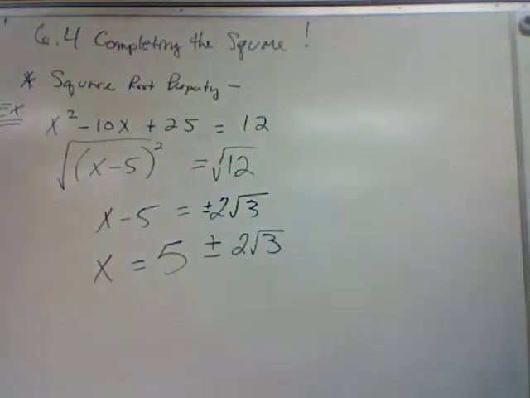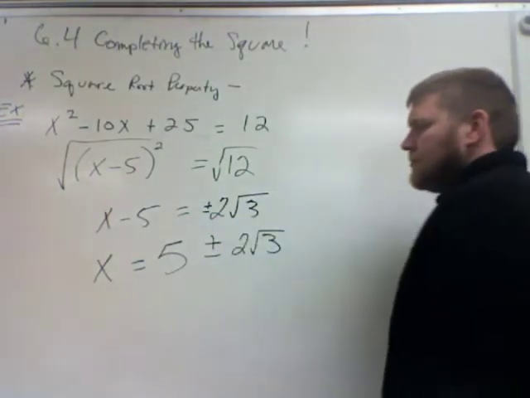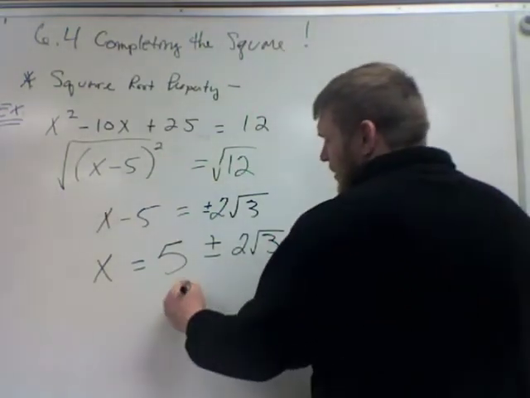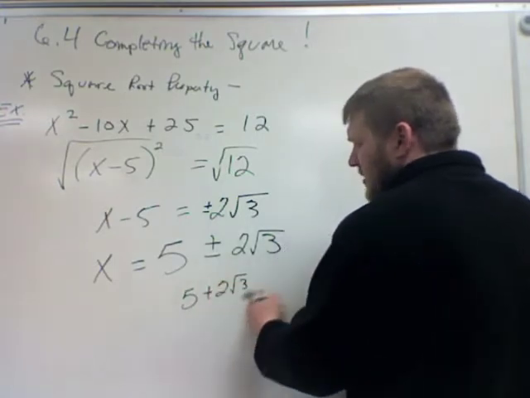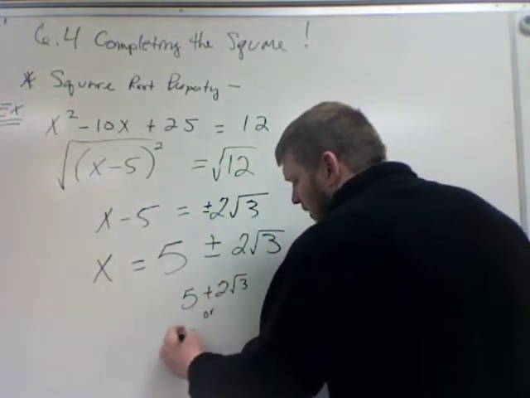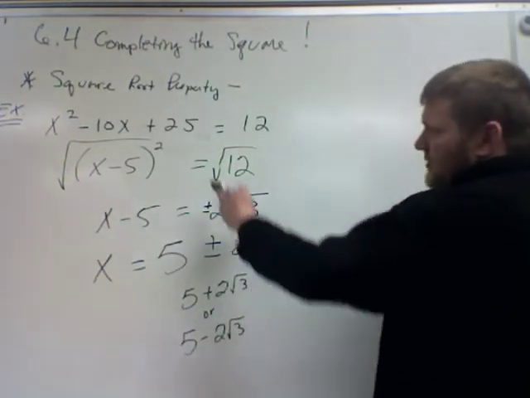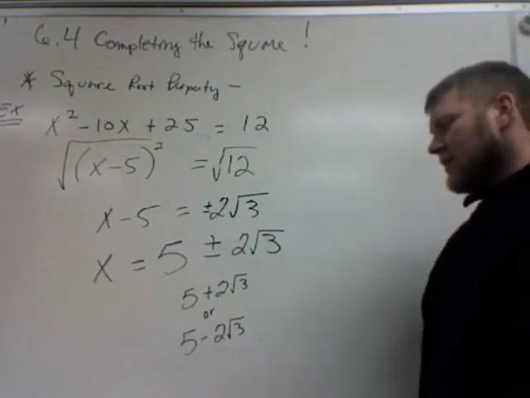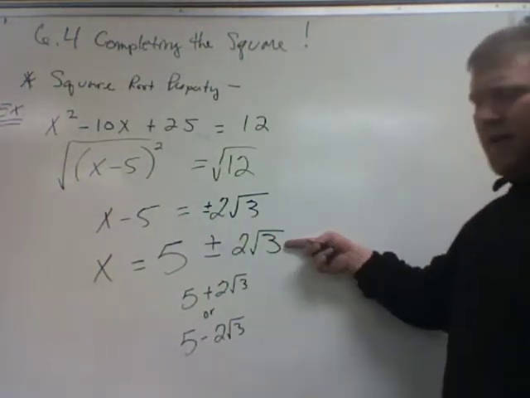So, simple as that. Use the square root property and then come up with my solution for the values of x. And notice I have two possible solutions right here. This is 5 plus 2 square roots of 3, or 5 minus 2 square roots of 3. So I still have my two possible solutions for the value of x, just written a little bit differently.